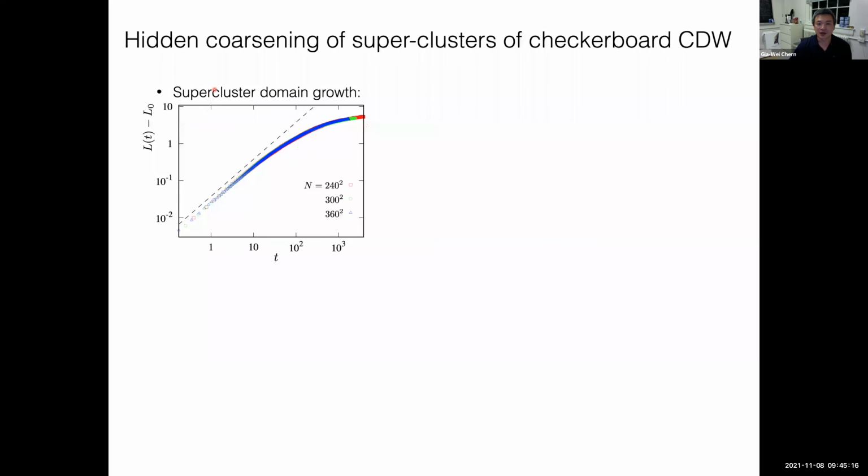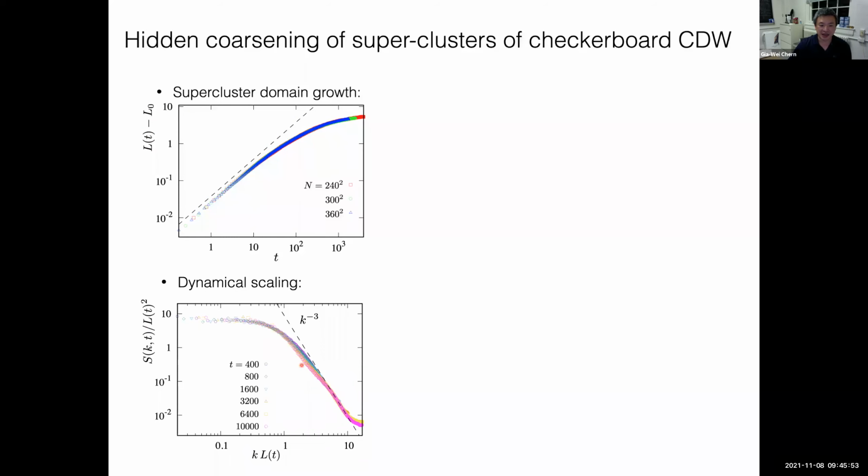Next, we try to study the domain growth of this supercluster instead of the CDW cluster. We already know the CDW cluster initially follows this LSW law, but then is frozen. Now we want to look at the domain growth of the superclusters. And again, it initially also follows a power law. You can see this from the log-log plot of the characteristic size of superclusters. And at late times, it deviates from the power law, which means the domain growth is slower.